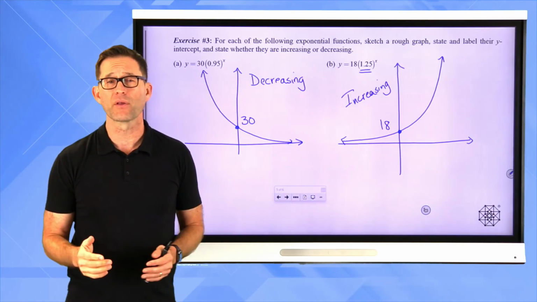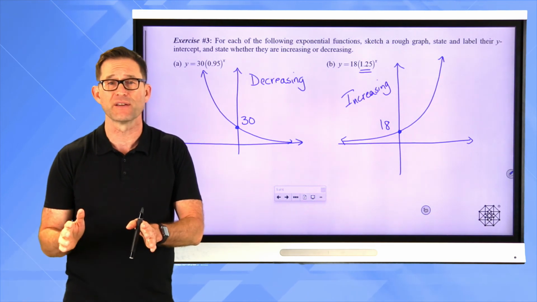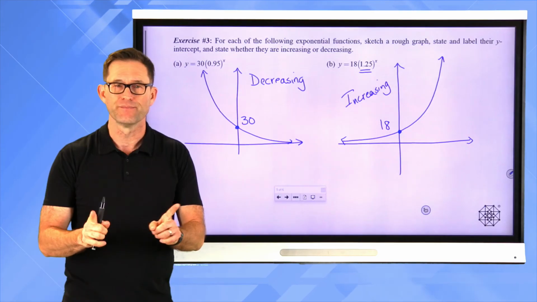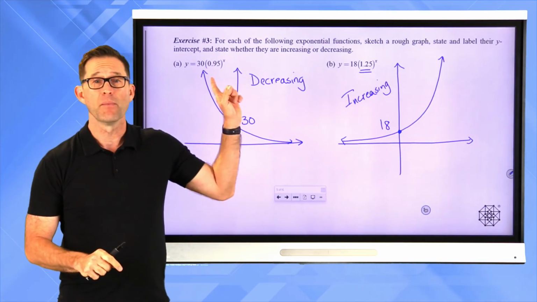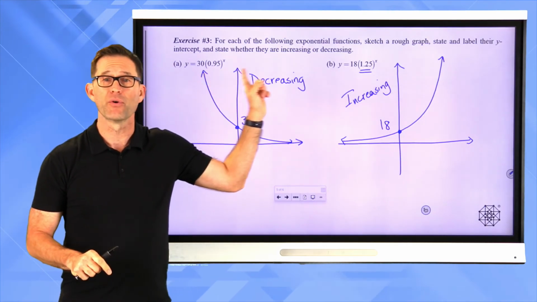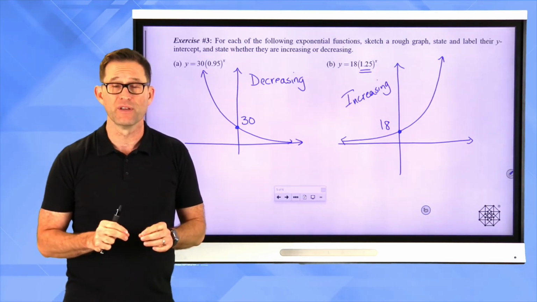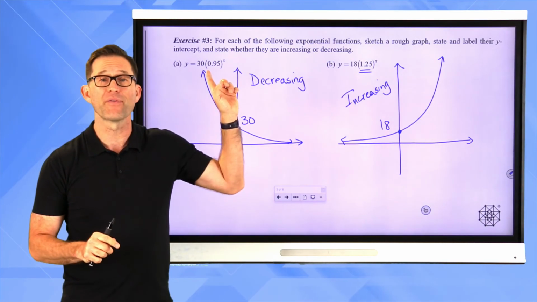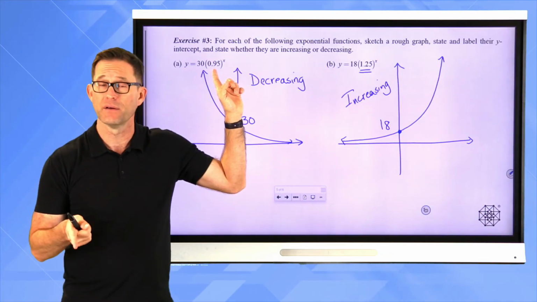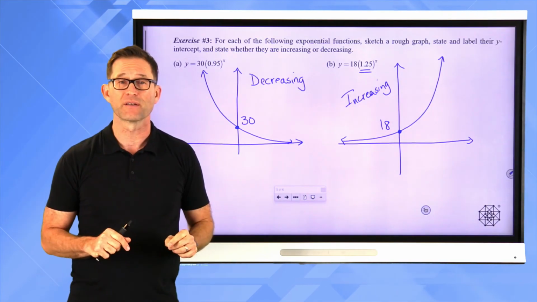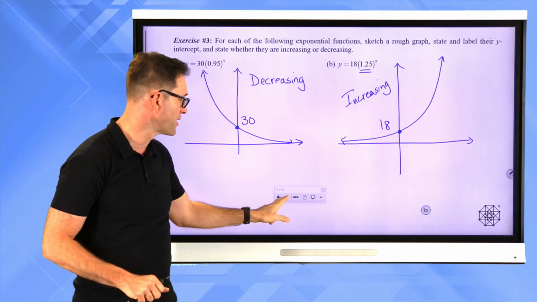For right now, that's all we want to be able to do with these. We could put them in our calculator and produce far more accurate sketches, but I want you to just be able to look at an exponential function, its equation that is, be able to identify its y-intercept, 30 here, 18 here, and whether the function is increasing or decreasing. And that's all about whether or not the base is less than 1 for decreasing or greater than 1 for increasing.